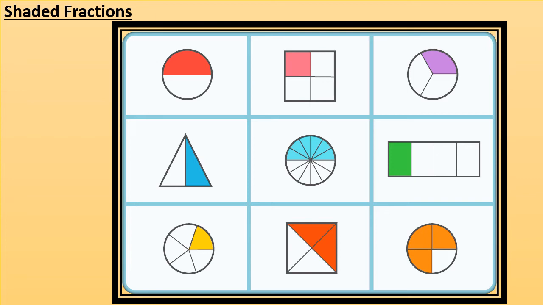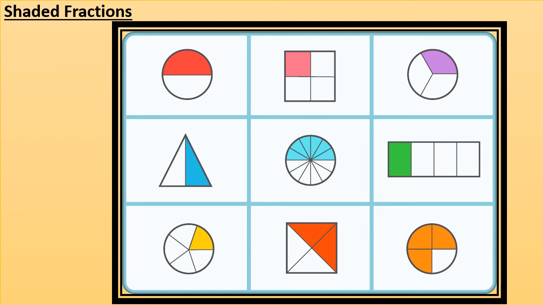Next is the rectangle. So out of 4 equal parts, one part is shaded. So shaded area here will be 1 by 4. Now next see the yellow circle. One part of the circle is shaded yellow. So one part out of 5 is shaded yellow. So 1 by 5 is shaded here.